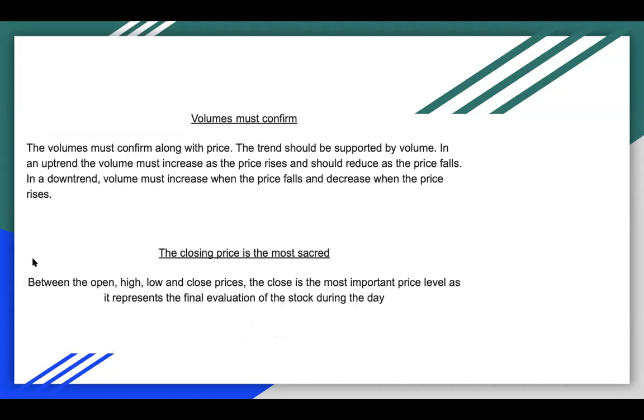Volumes must confirm along with price. The trend should be supported by volume. In an uptrend, the volume must increase as the price rises and should reduce as the price falls. In a downtrend, volume must increase when the price falls and decrease when the price rises. Between the open, high, and close prices, the close is the most important price level as it represents the final evaluation of the stock during the day.